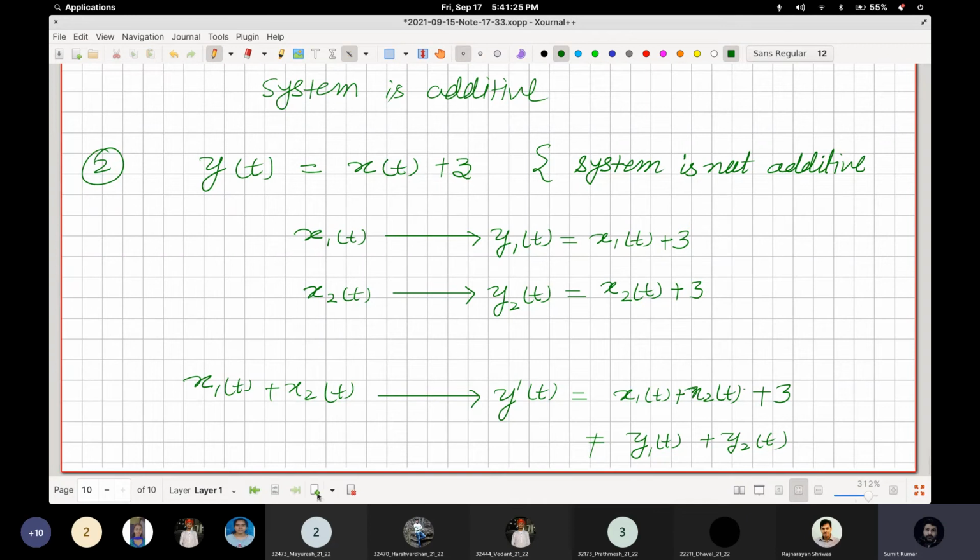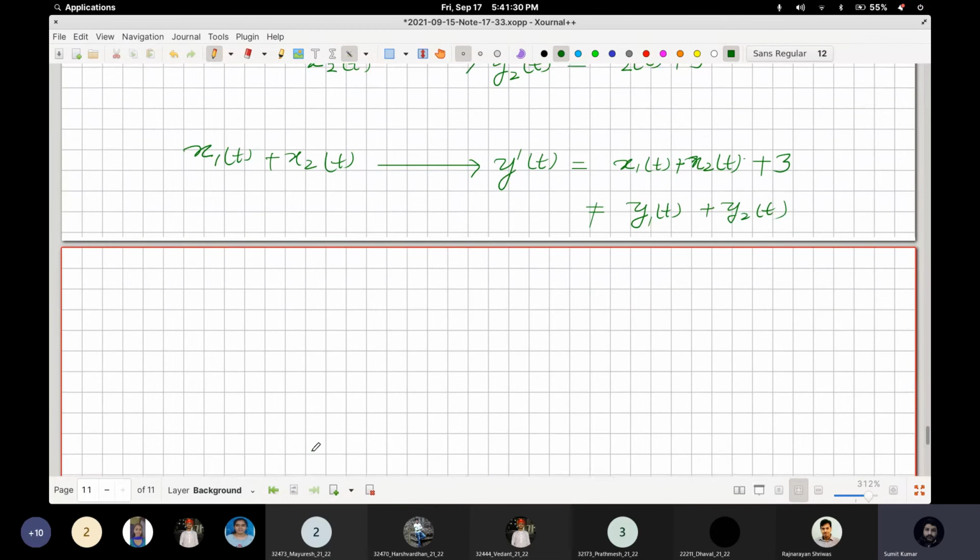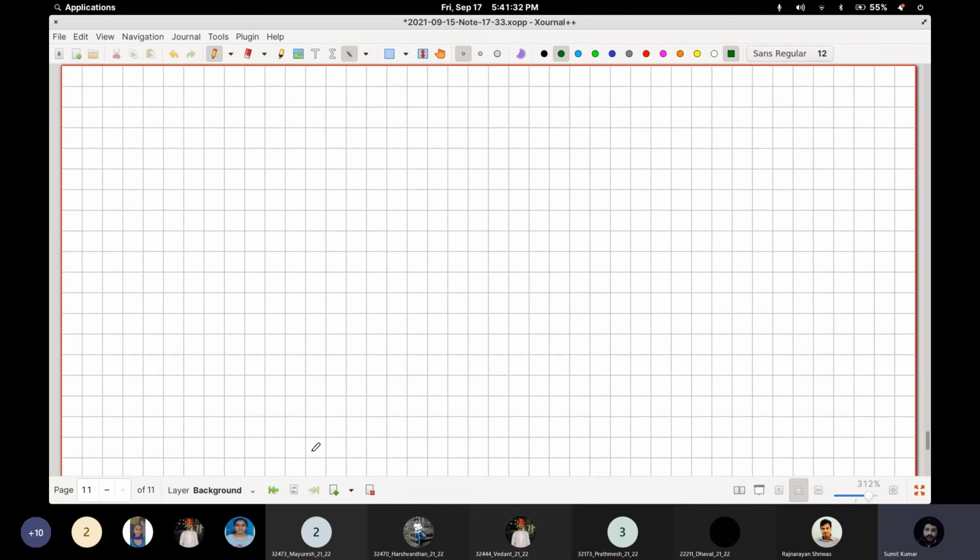Okay, let's move on from here. We have already discussed additivity. Let me discuss another property that is called scalability or homogeneity. So the second property that we are going to study is homogeneity or scalability, or simply homogeneity.